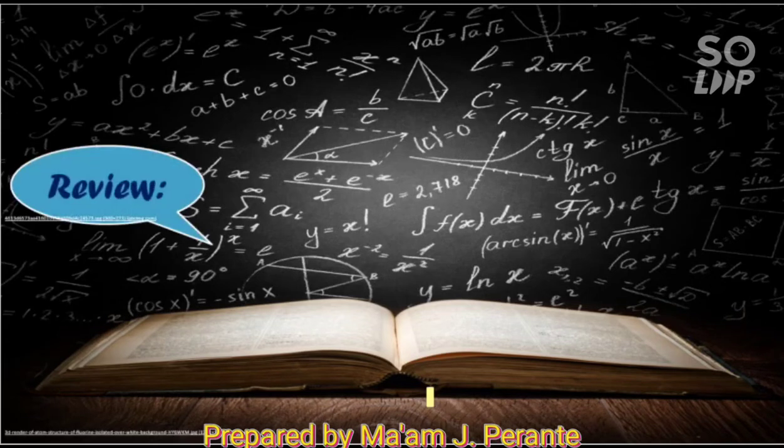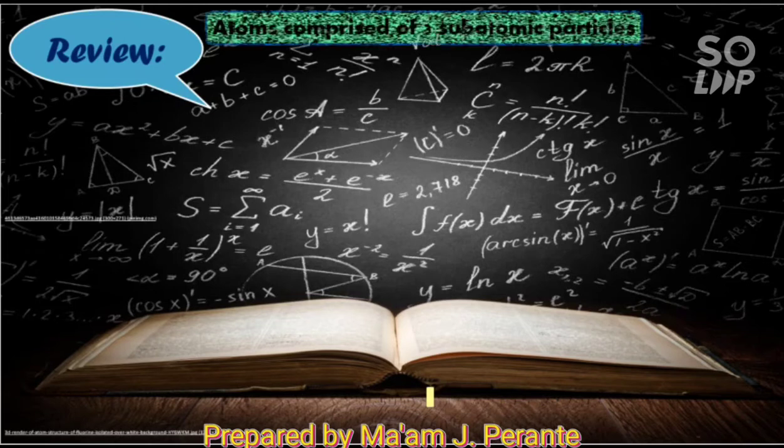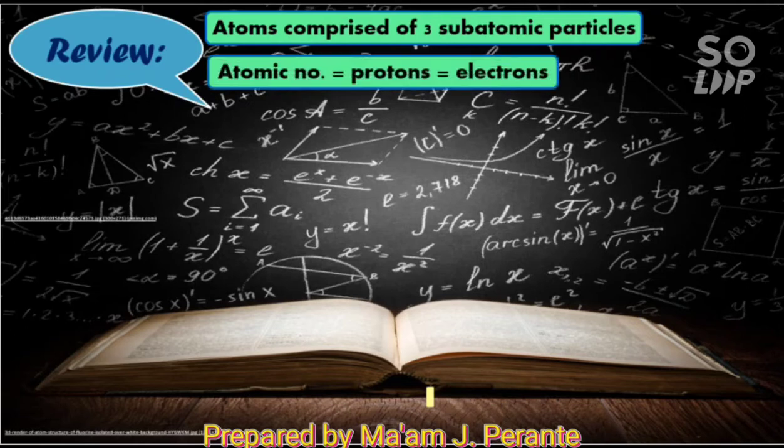But before anything else, let us refresh our mind from the previous lessons that we have. First in line is that atoms comprise of three subatomic particles, which are the electrons, protons, and neutrons. Electrons are the negatively charged particle, while the protons are the positively charged. When it comes to neutron, no charge will be found. Always remember that atomic number, electron number, and proton number of an element are all equal.